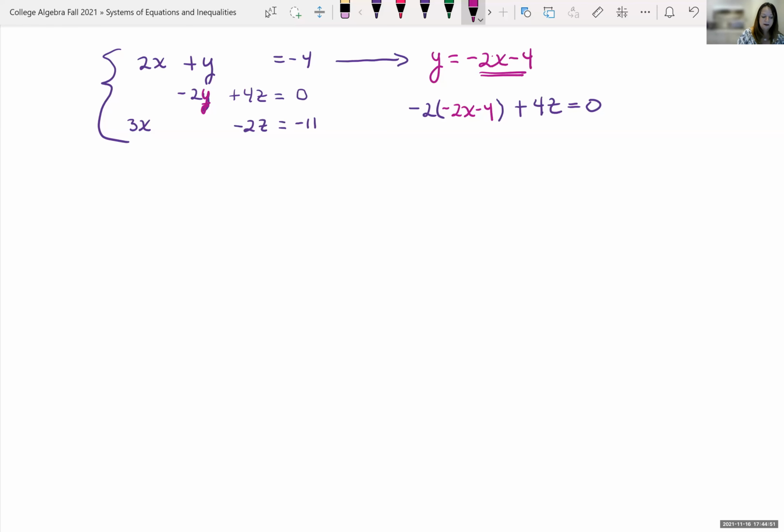So let's now distribute that -2. Combine like terms and solve for x. Or no, actually, we won't solve for x. Let's distribute that -2 and then simplify if we need to. So distributing the -2 to both terms, we get -2 times -2x is 4x. -2 times -4, so that's +8, plus 4z equals 0.